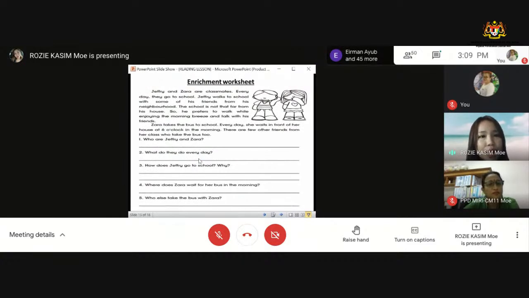So this is a sample of an enrichment worksheet. If you can see these worksheets, it has 2 paragraphs for advanced students. They will answer 5 comprehension questions. It's similar to the previous text, but in different contexts. So the pupils will know how to answer the questions.